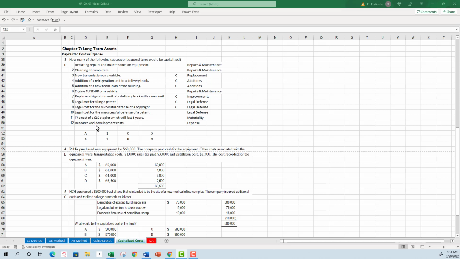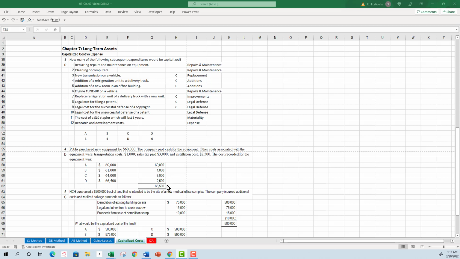Now let's take a look at number 4. Publix purchased new equipment for $60,000. Other costs associated with it are transportation, sales taxes, installation costs. The cost recorded for the equipment is $66,500. The purchase price plus everything needed to get that equipment ready to go.